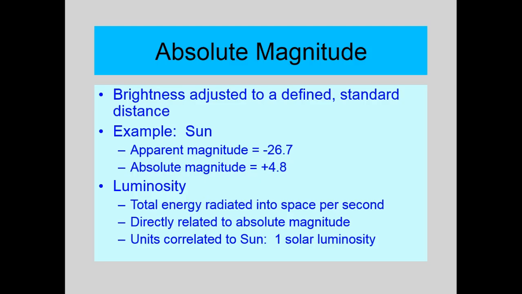Okay, that's called the absolute magnitude. That's the brightness adjusted to a defined standard distance. So let's just imagine all the stars are equal distance to you. Okay? Our example of the sun, remember we said it was -26.7? We didn't say that, but that's what it is.